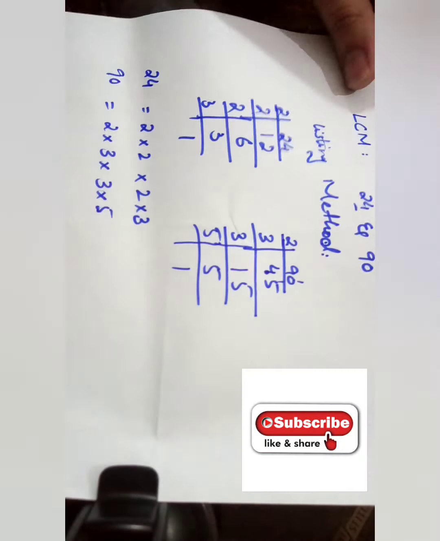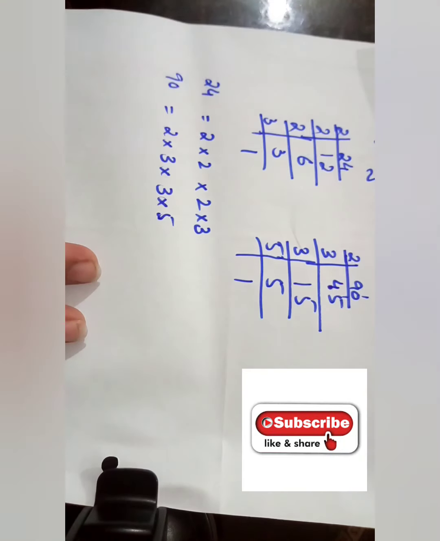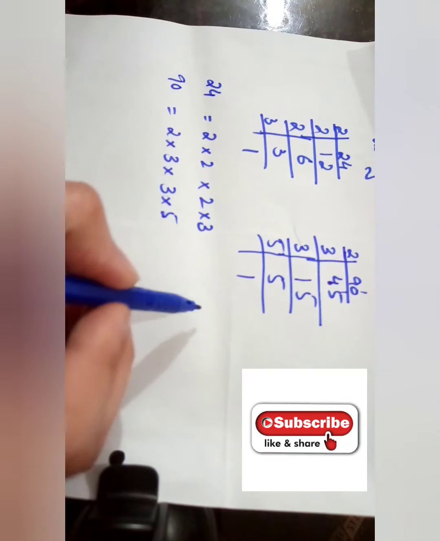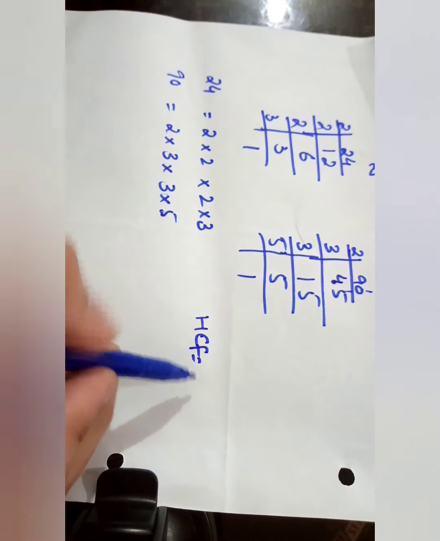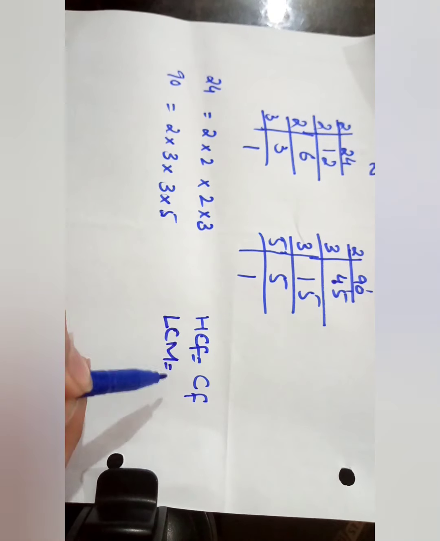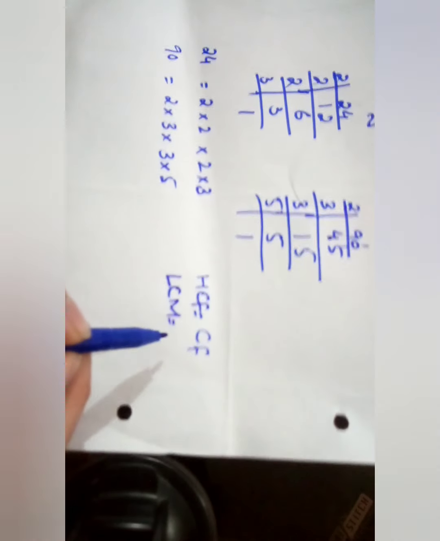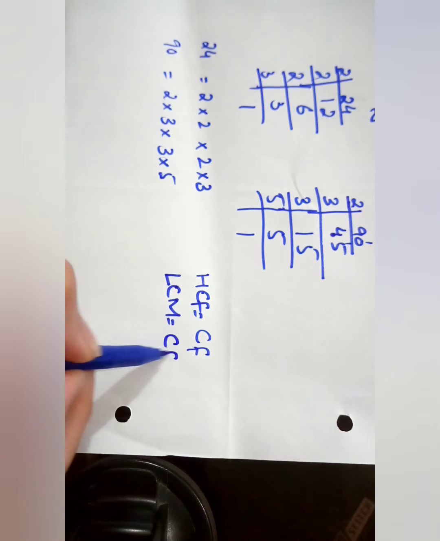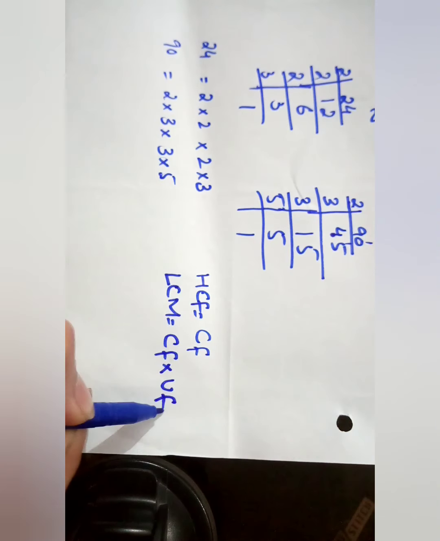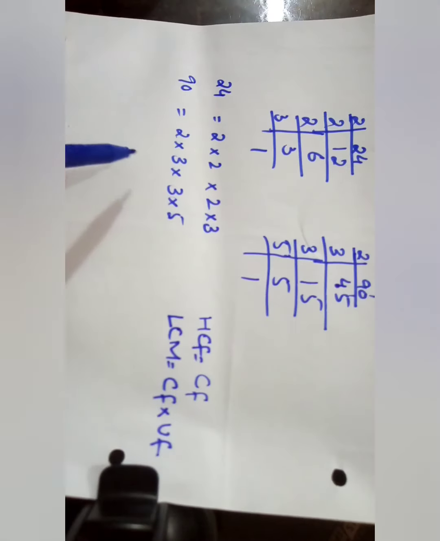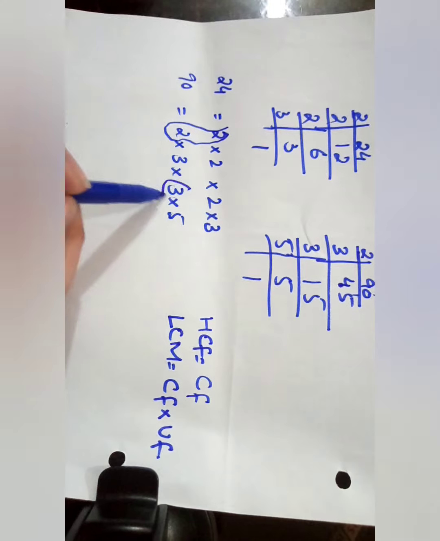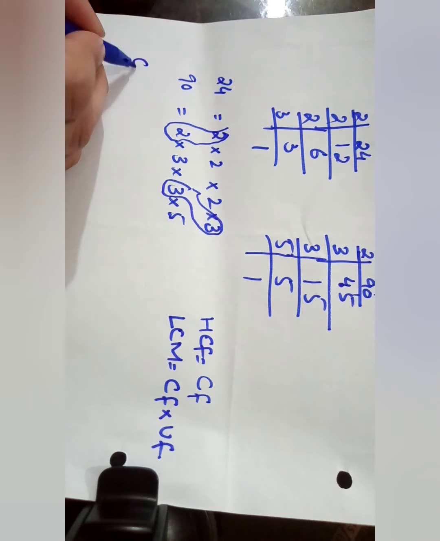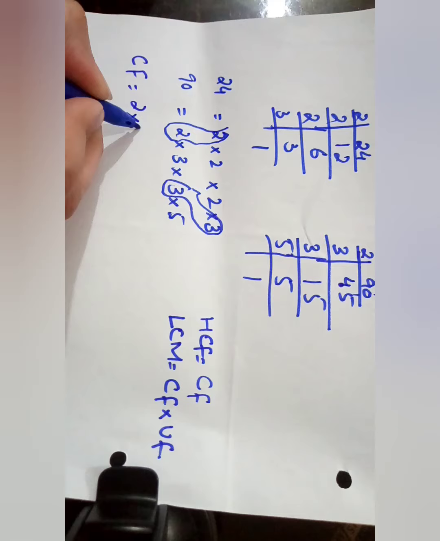Now we take the common factors as well as the uncommon factors. If you remember the previous lectures, we worked with the HCF, and HCF is equal to only the common factors. When we are talking about the LCM, LCM is a combination, or multiplication, of the common factors as well as the uncommon factors. So first of all, make the common factors: 2, then 3. So we have the common factor 2 multiplied by 3.